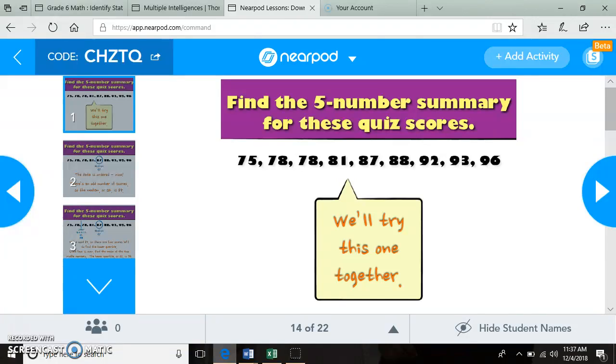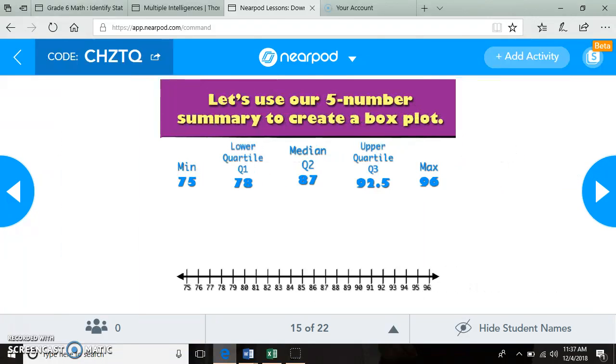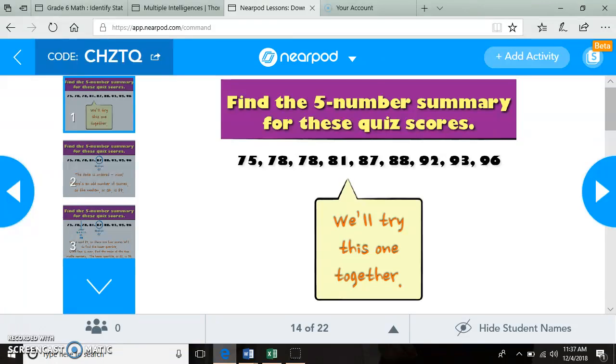So the first thing that should come to mind is I need to order my data set. And when you look at the data set, you can tell that they are already in order. So that's good. Well, then you have to find the 5-number summary. So quartile 1, quartile 2, quartile 3, min, and max. Well, since the data is in order, we know the min will be 75 and the max will be 96. So there's 2 out of the 5 things we have to find.